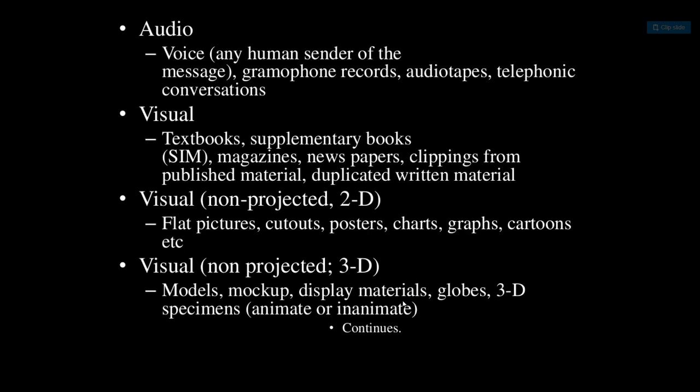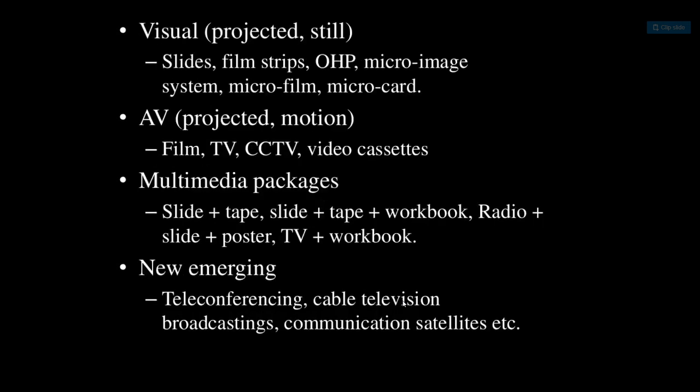Then visual non-projected. What comes under it? Flat pictures, cutouts, posters, charts, graphs, cartoons, etc. Visual non-projected 3-dimension: models, mock-ups, display materials, globes, specimens, animate or inanimate. Then visual projected still: slides, film strips, OHP, micro image system, microfilm, microcard. Audiovisual projected motion: film, TV, CCTV, video, cassettes.